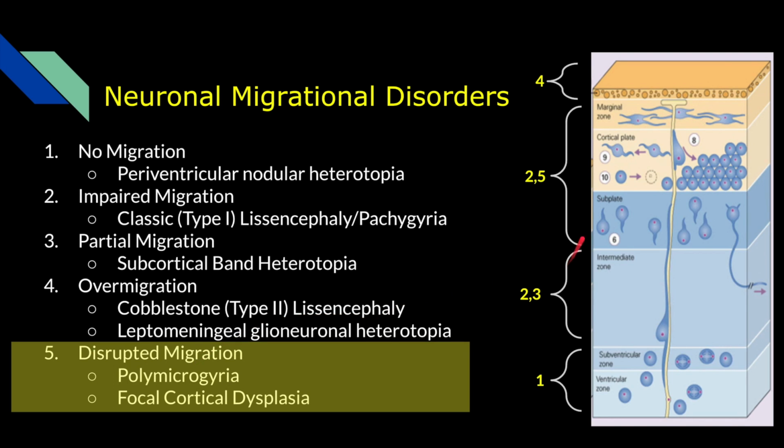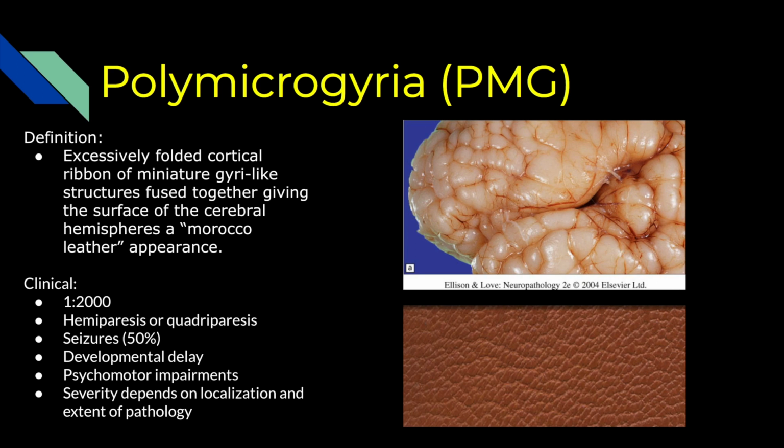So this usually occurs once migration has finished, or during the final steps of migration, and as we'll see, you get very specific patterns because of that. So what is polymicrogyria? As its name suggests, it's an excessive folding of the cortical ribbon to form miniaturized gyri-like structures fused together, giving the cerebral cortex this Morocco leather type of appearance. Again, it's quite common compared to some of the other disorders that we've discussed today, 1 in 2,000.